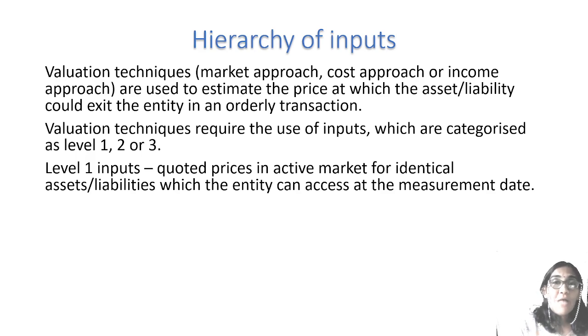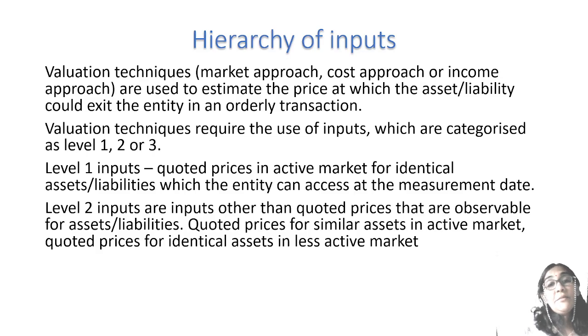Now, level 1 inputs are the quoted prices in an active market for identical assets or liabilities which the entity can access at the measurement date. For example, share market, where the shares of listed companies are traded, right? So, the prices of the shares are quoted, and the shares of XYZ Limited, for example, are all identical. So, if you get the quoted price for one share, that could be the value of the shares that you hold. So, these are observable units from active markets. So, these are quoted prices.